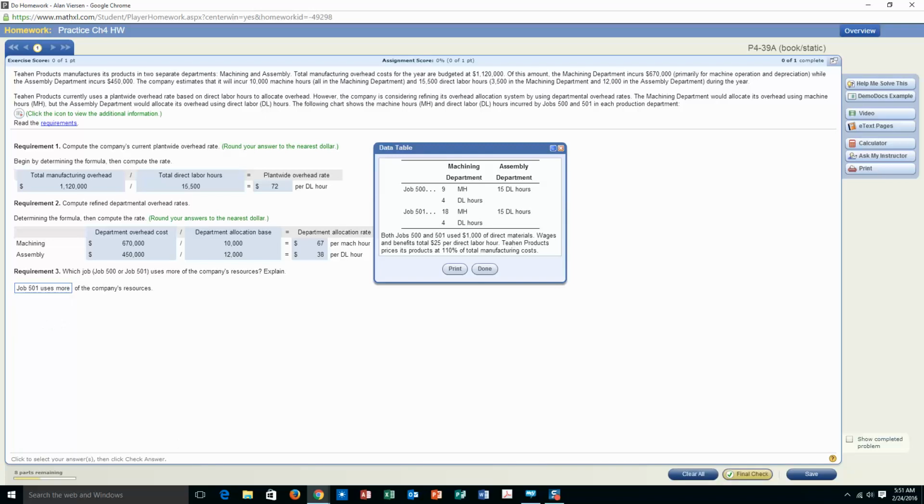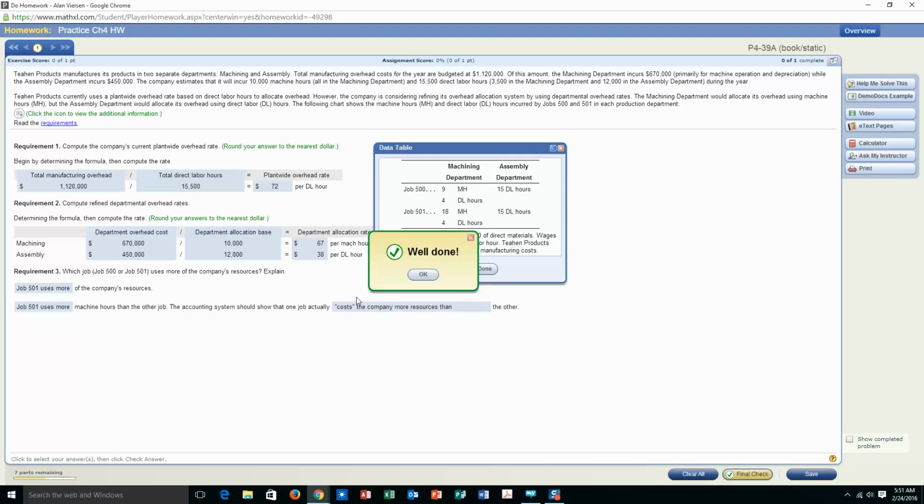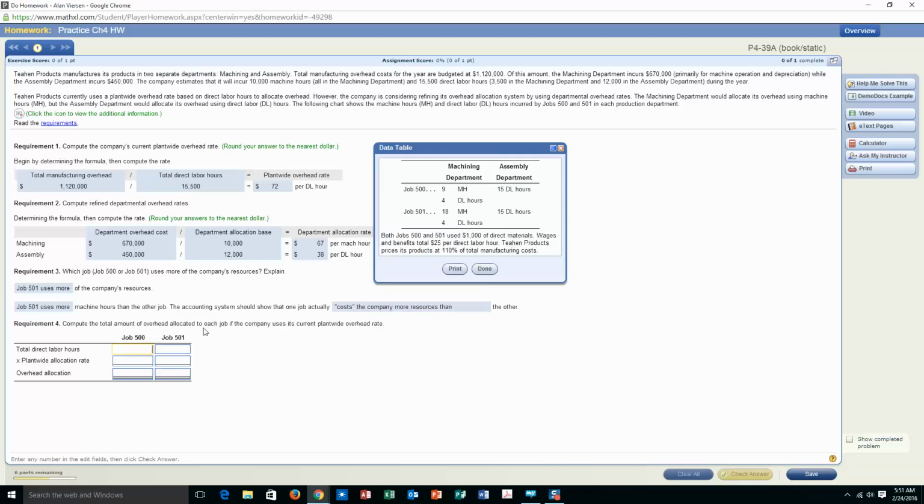Okay, going to step number 3 then, we're obviously going to have more resources for job 501 because we use up more machine hours. We'll check that out. Again, job 501 uses more machine hours than the other job. The accounting system shows that one job actually costs the company more resources, and that's why you would use the department overhead rates instead of the plant-wide rates.